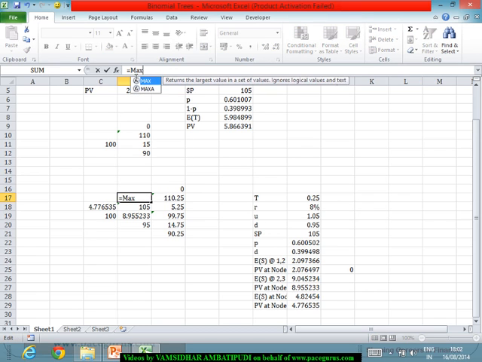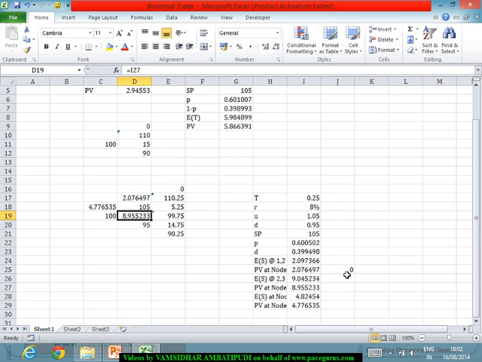I'll take the maximum of either this value, which has come as the present value of the benefit if I go ahead for the next period, versus if I exercise it in the current period. Whichever is giving me a maximum, I'm going to go ahead with that. So probably here you will get a better clarity.